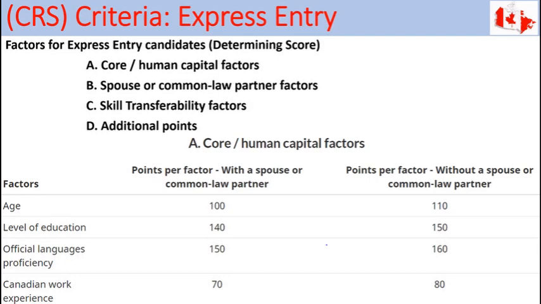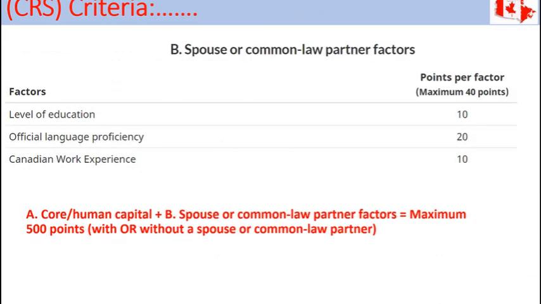Now let's go into the second factor, spouse or common law partner factors. Here you can get a maximum of 40 points. Maximum you can get is 10 in level of education, 20 in official language proficiency, and 10 in Canadian work experience. So now if I add A and B, that is core capital plus spouse or common law partner factors, the maximum I can get from these two factors is 500 points.